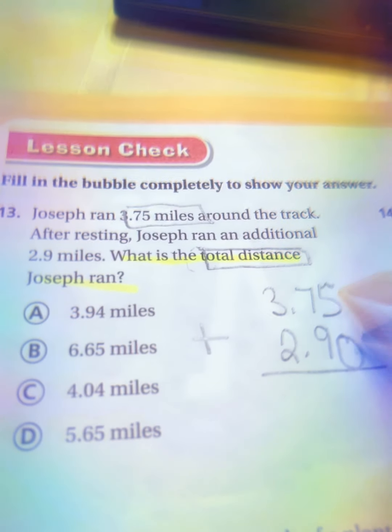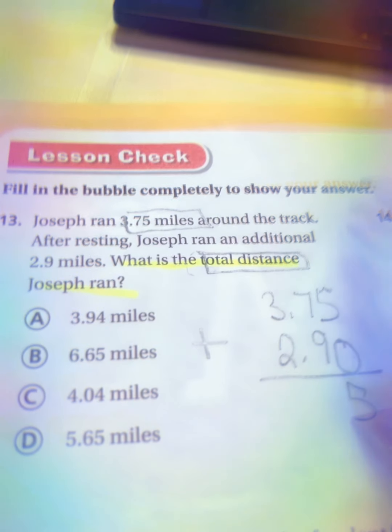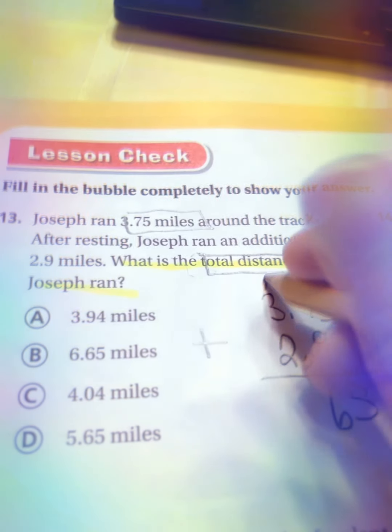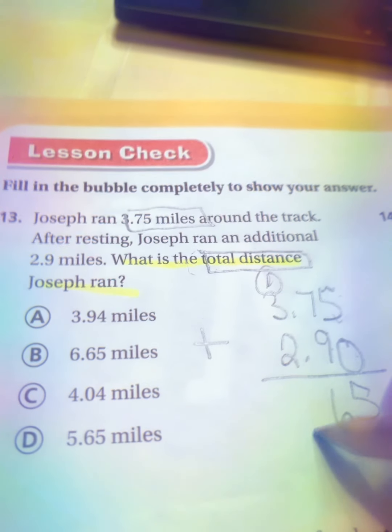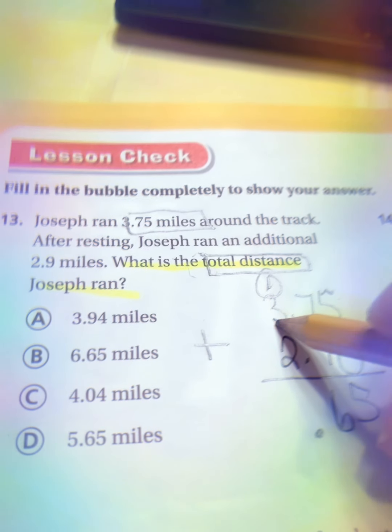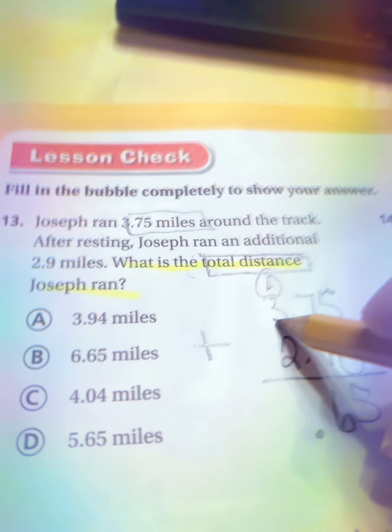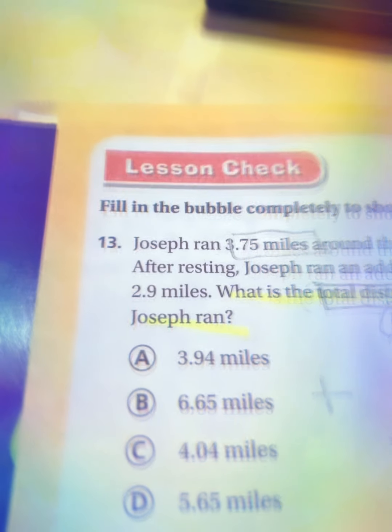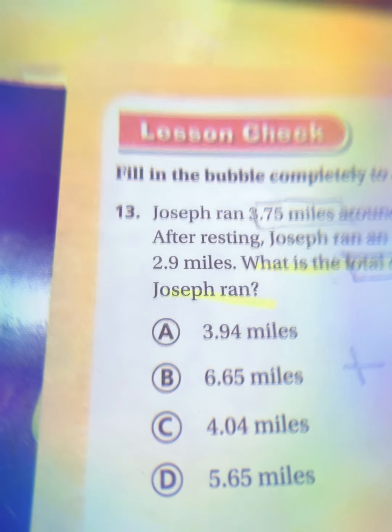I'm going to say 5 plus 0 is 5. 7 plus 9 is 16. I'm going to carry over my 1. I'm going to bring down my decimal. 1 plus 3 is 4, plus 2 is 6. So I get 6.65, which is 6 wholes, 6 tenths, and 5 hundredths. I can see that the answer is B.